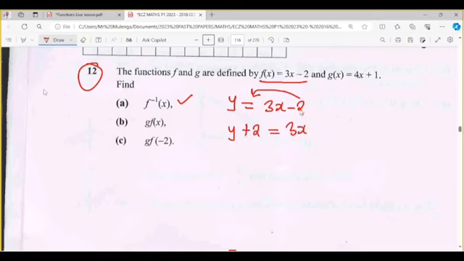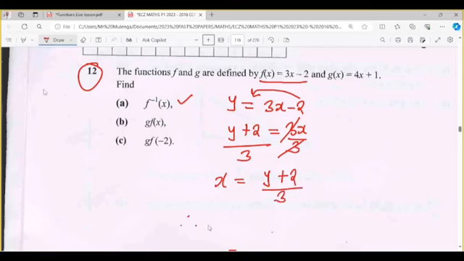Because this is a negative 2, this side becomes a positive. So we want to have x, so we need to divide by 3, even this side by 3, so that this 3 and this 3 will cancel. We get x equal to y plus 2 over 3.